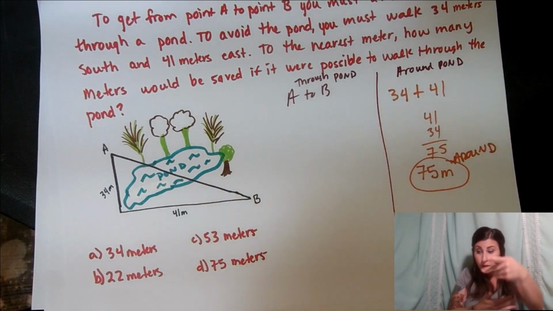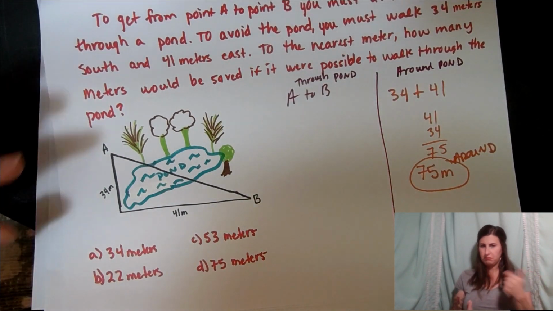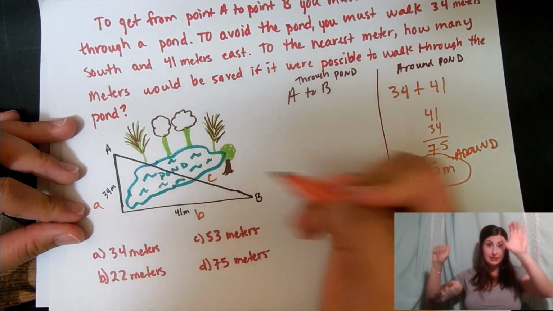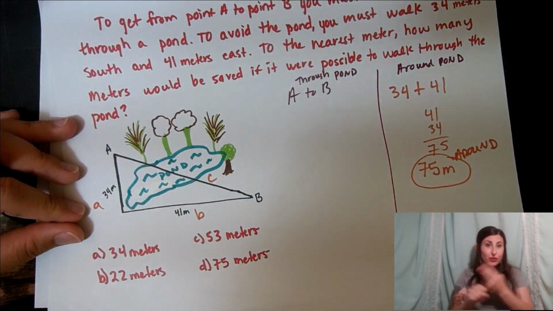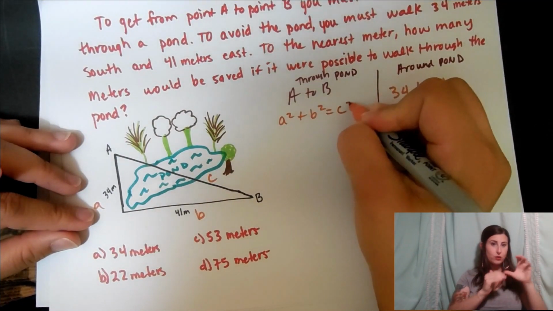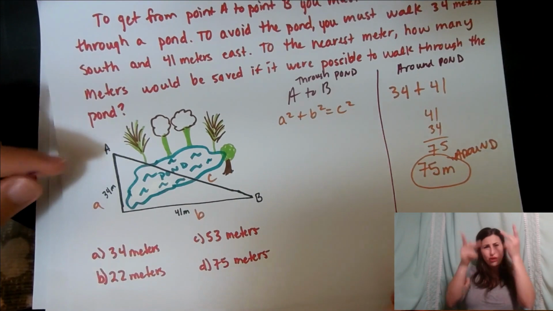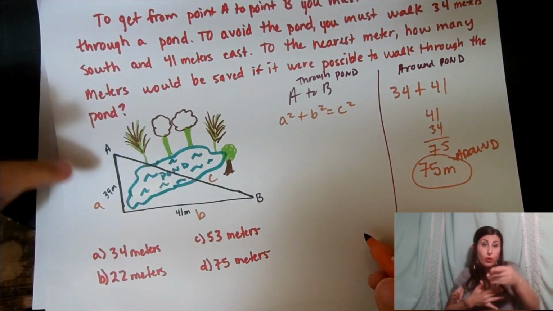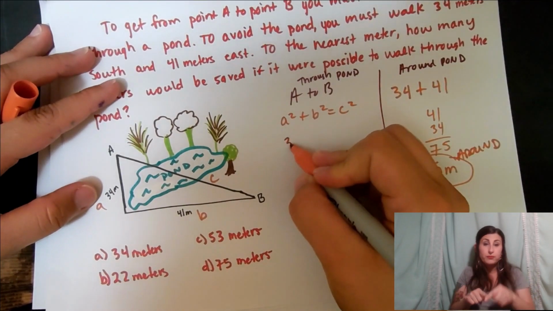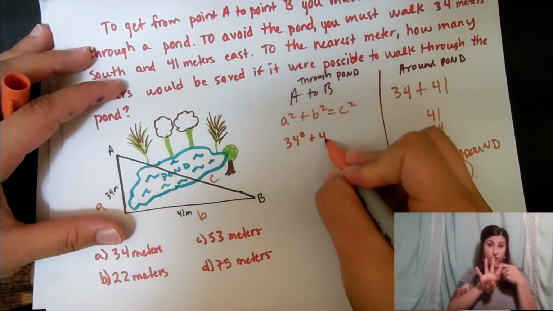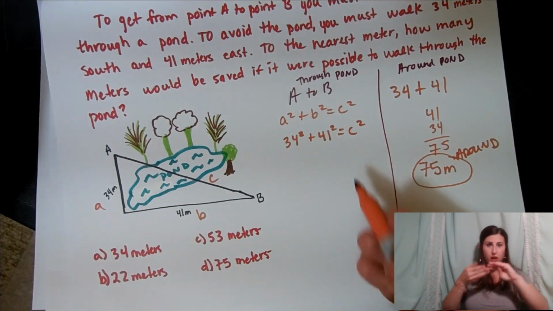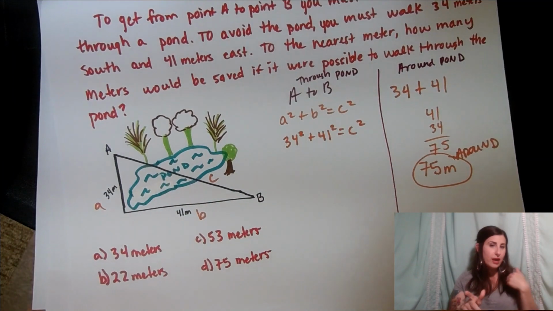What would that look like? Well, that is where I want to use the Pythagorean theorem. Okay, so if I say this is A, this is B, and this is C, then I can use the Pythagorean theorem. So let's see, A squared plus B squared equals C squared. We're trying to see if going through the pond is a shorter distance than going around it. Okay, so let's see. 34 squared plus 41 squared equals C squared. Whoa, looks like these are going to be big numbers. But we're going to square root in the end, so let's see what happens.